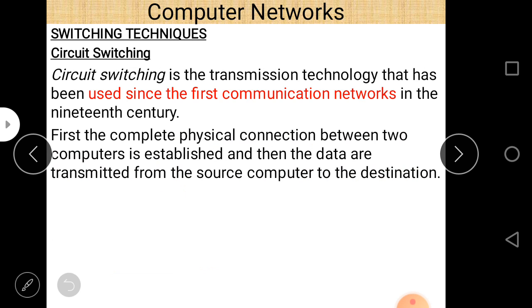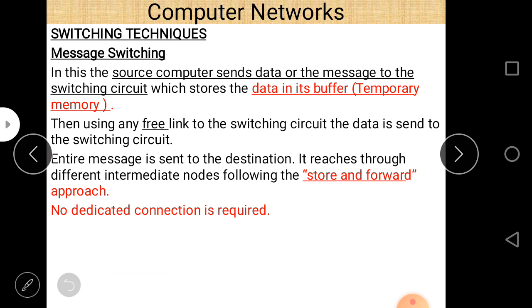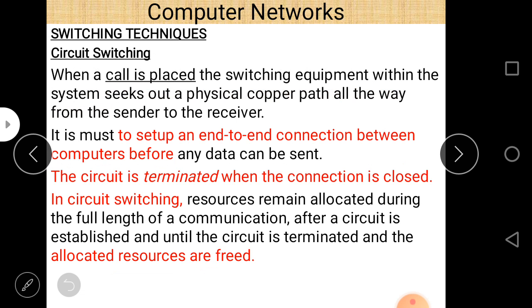Next, circuit switching is a transmission technology that has been used since the first communication network in the 19th century. So it is the oldest technology. That is the fourth important point. It is the oldest technology, and since it was used in the 19th century, it is the oldest. So now there are four points in it.